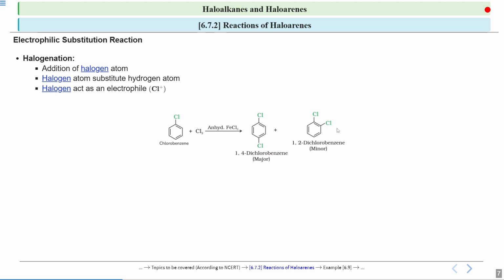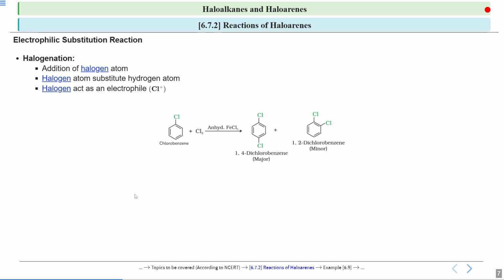And the ortho product you are getting in the mixture is 1,2-dichlorobenzene. This product has steric hindrance as a factor compared to the other product, the para substituted product. So that's why the para substituted product is the major product. You will get this product in a larger amount compared to the minor product, where the chlorine electrophile attacks on the ortho position of the benzene ring.